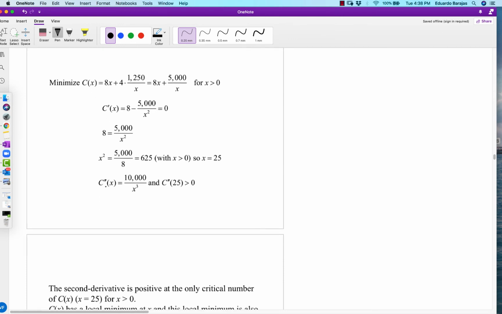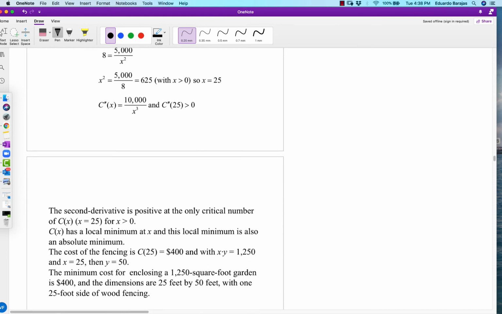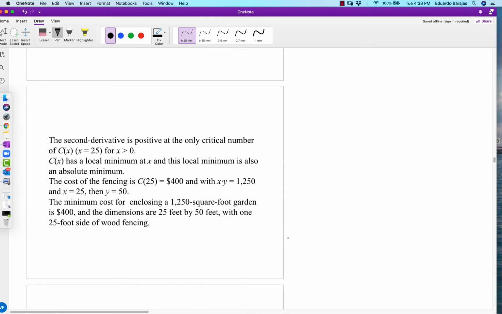And then the second derivative is this. Okay, the same thing we got, evaluated at 25. We know it's positive. We know that means that the underlying function is concave up at that point, which means it's a minimum. So the second derivative is positive at the only critical number, x equals 25, for x greater than 0. It's a local minimum, absolute minimum.